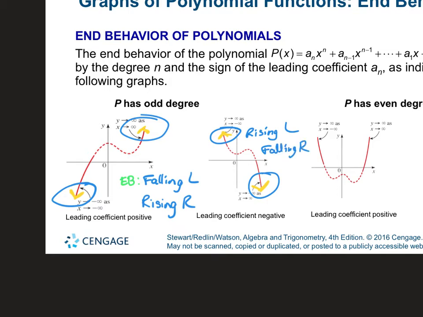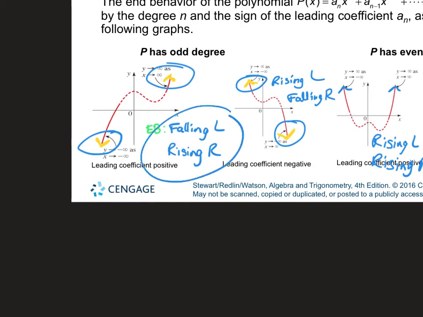When you have an odd function, you have to think a little bit. When you have an even function, you don't have to think that much, because in an even function, you know the arrows are going the same way. So what's going on here in this even function? It's rising on the left and what? And rising on the right. Good.